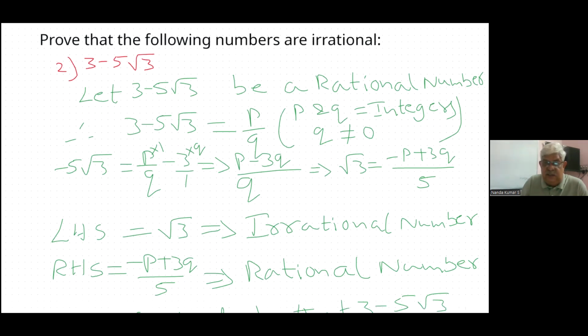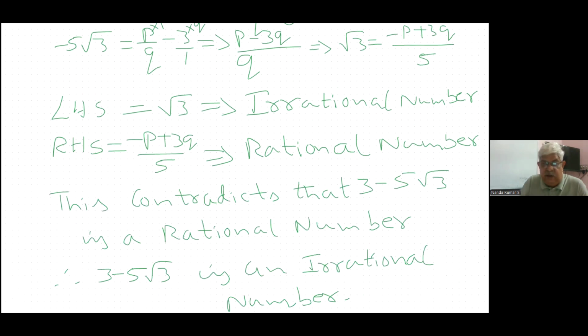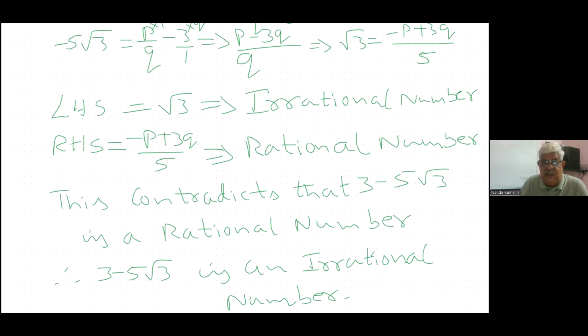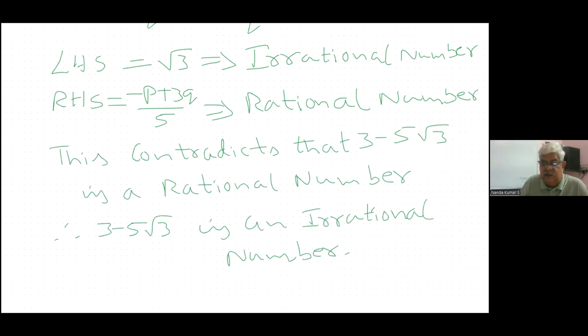That is, root 3 is an irrational number. Minus p plus 3q by 5 is a rational number. This contradicts that 3 minus 5 root 3 is a rational number, and hence we proved it is an irrational number.